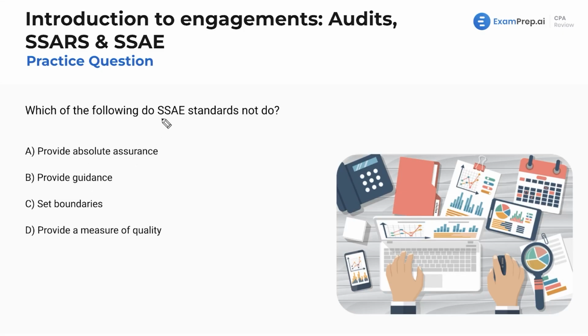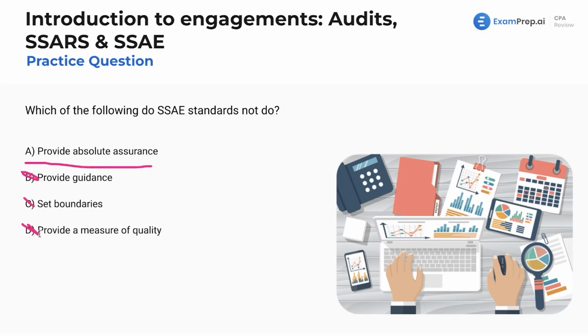Provide guidance. Well, that's the whole point of these standards, right? They provide guidance on how you should act, how you should conduct the engagement. Set boundaries. Yeah, of course they set boundaries. They say you need to be independent or you need to follow these procedures, right? That's kind of what they do. And provide a measure of quality. Again, you could approach this one process of elimination style, or you could just definitely recognize, hey, ding, ding, ding. Nothing provides absolute assurance there, but these standards do these three things, or most standards do, right?